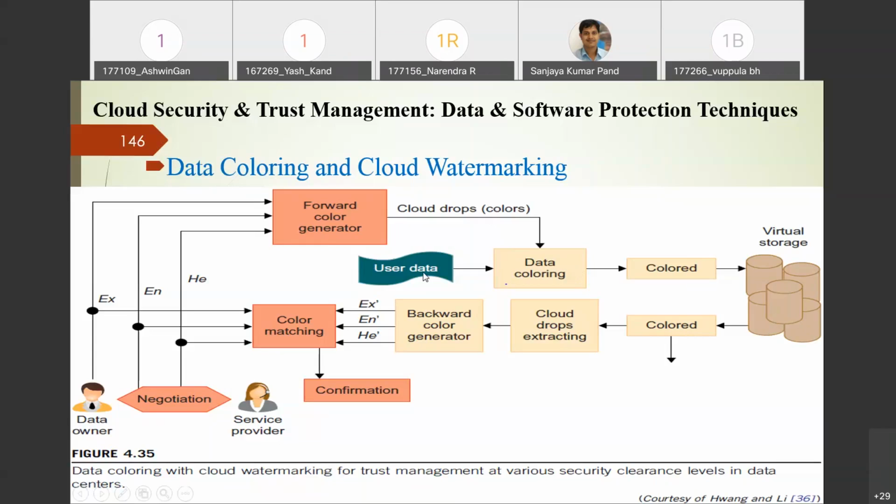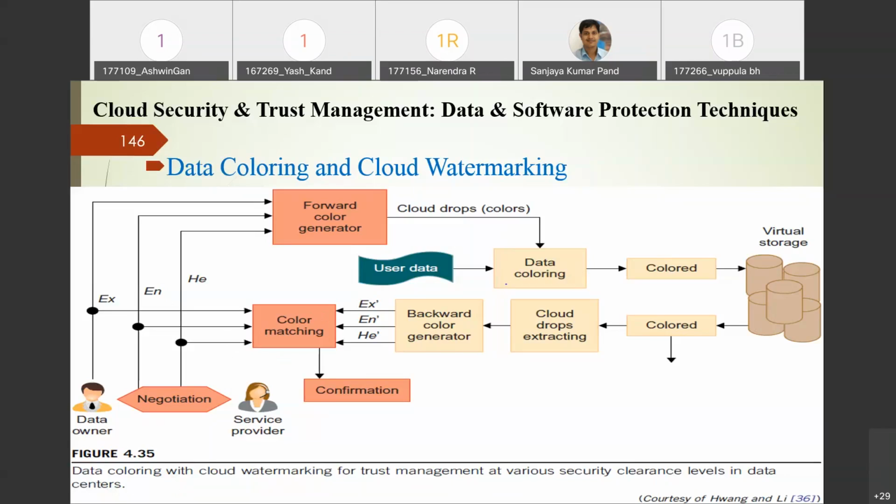So the user data is now finally stored in the virtual storage, represented in the form of various colors. The next time, if the user wants to access the data, suppose I have sent my data to the cloud, but after some time I want to access my data, what do I have to do? I have to claim the same thing through this matching technique. There is a matching box where I claim that I want to access this data, and this is the color of that particular data.